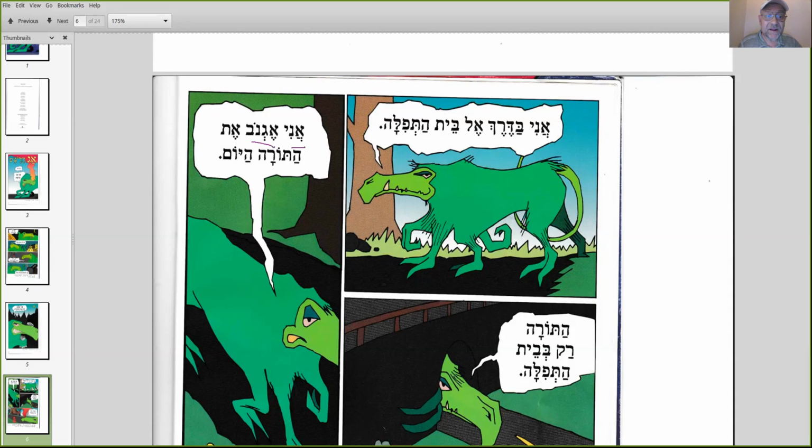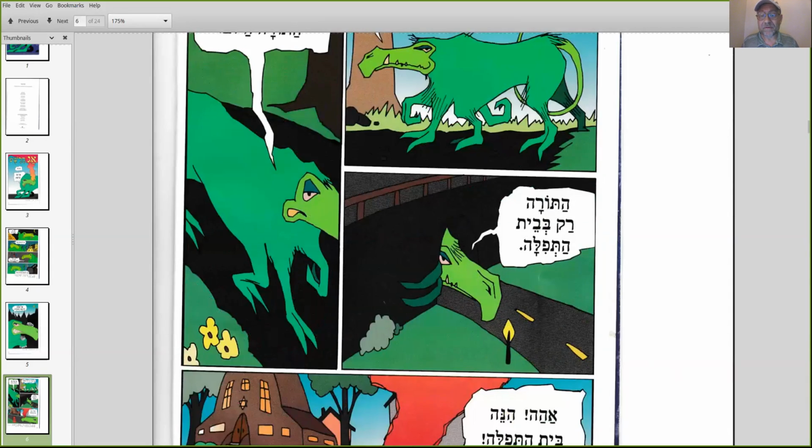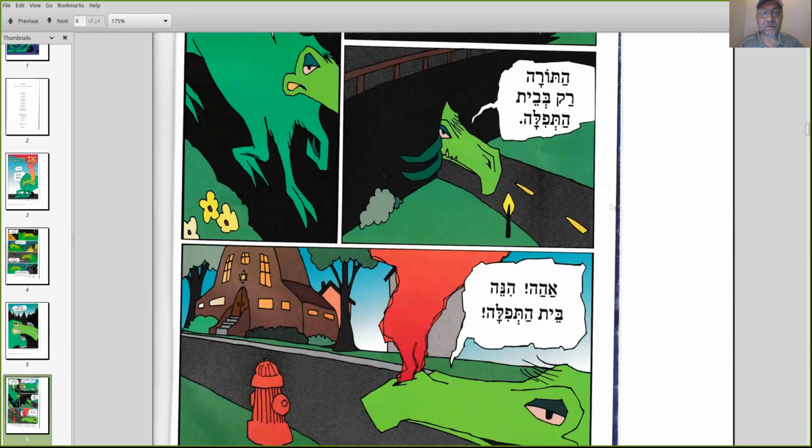Ani egnov et ha-Torah hayom. And we know ani means I, egnov, I will steal, et. What is he going to steal? The object identifier. Well, we look here. He's stealing the Torah, ha-Torah. And when is he going to steal it? Here it is, hayom. He's going to steal the Torah today. He's in a rush. Let's move on down. Okay, see what else he's up to.